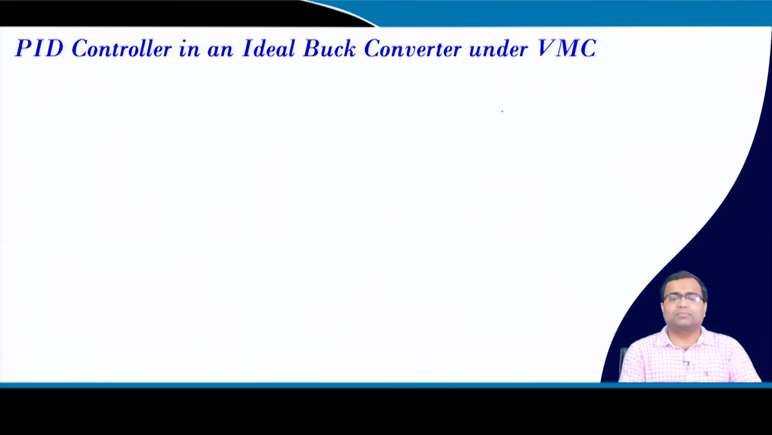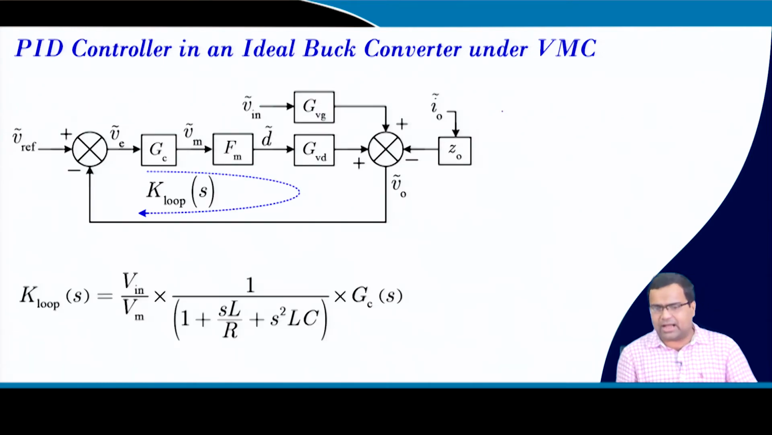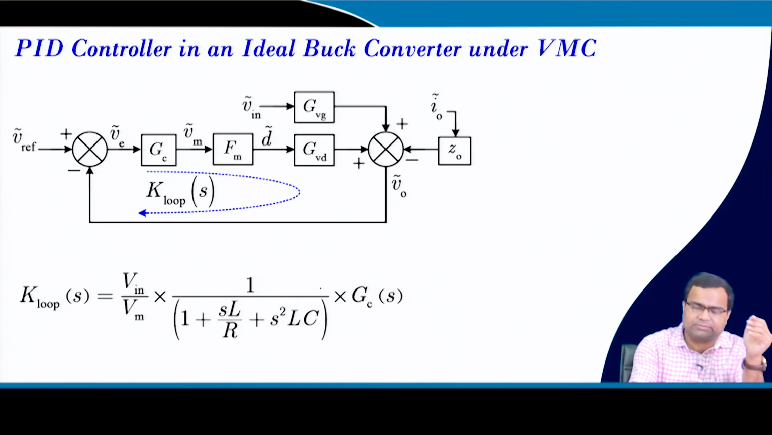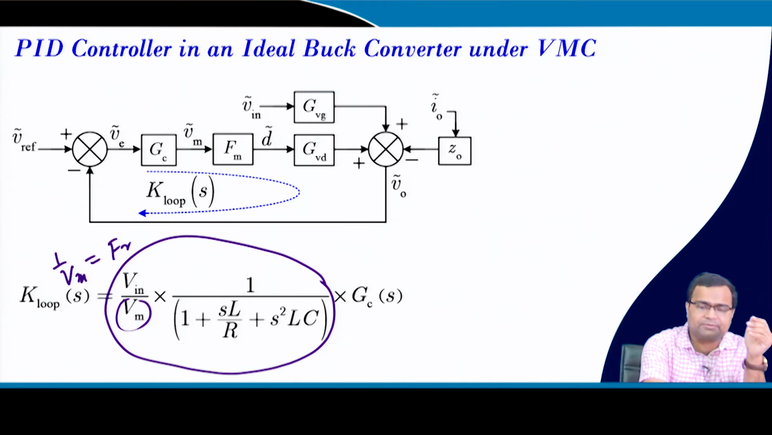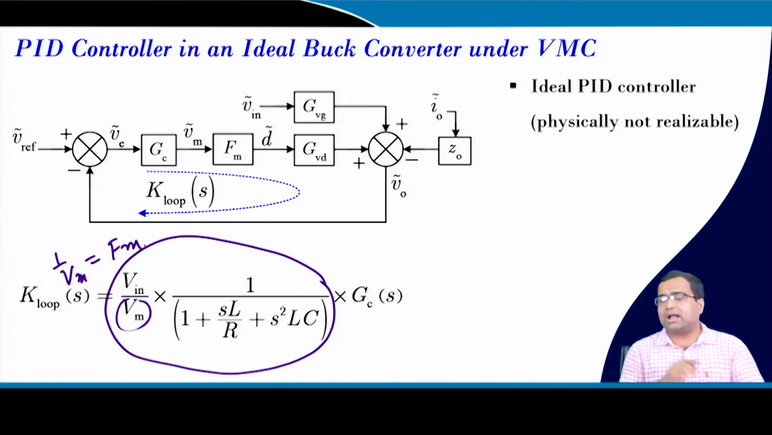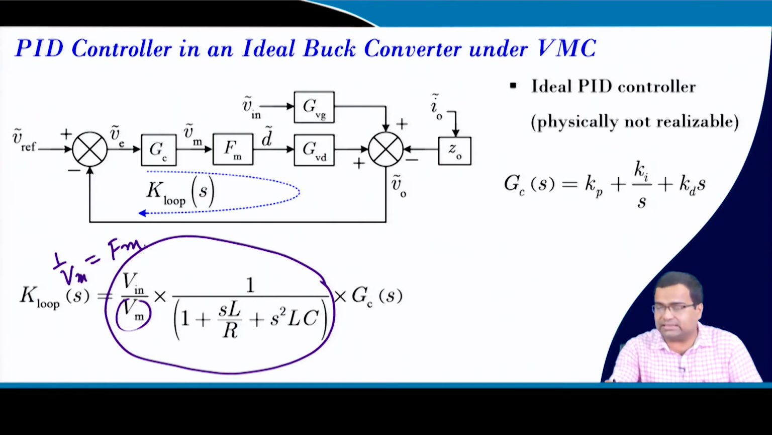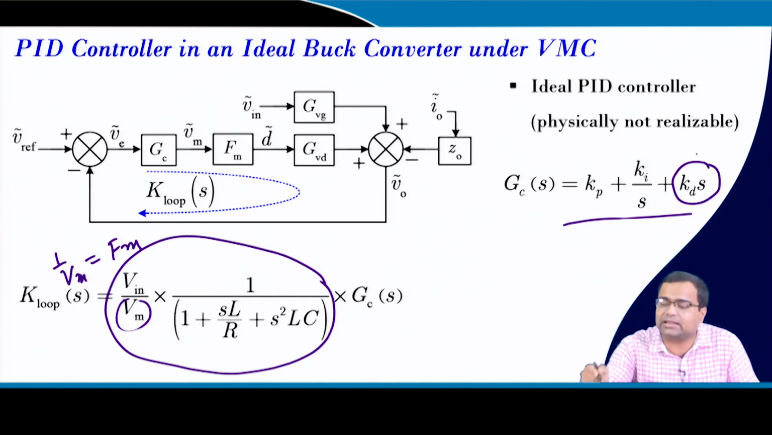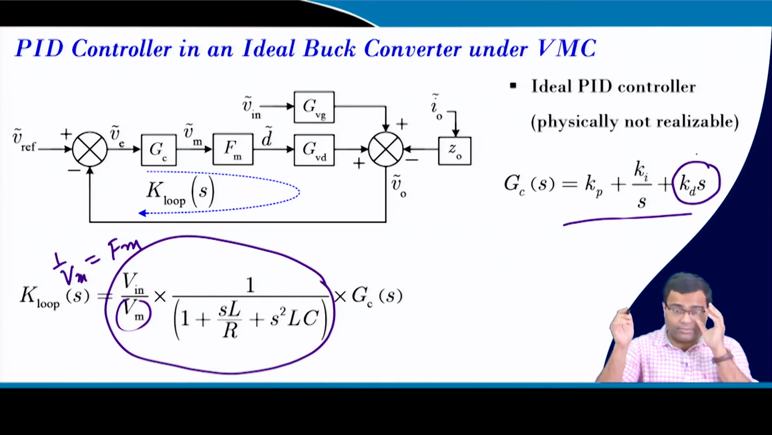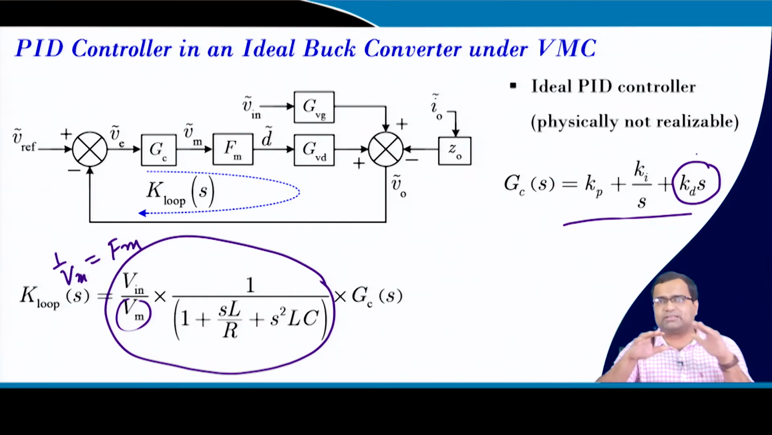Okay. Now, we are talking about a PID controller for an ideal buck converter. If we take an ideal buck converter, then the transfer function becomes very simple, and this 1 by Vm is nothing but our Fm. Now, an ideal PID controller like this is physically not realizable, because a pure derivative action cannot be realized, since even an op amp has a finite bandwidth. So, naturally it will give rise to a band limited derivative action, and we will discuss that.